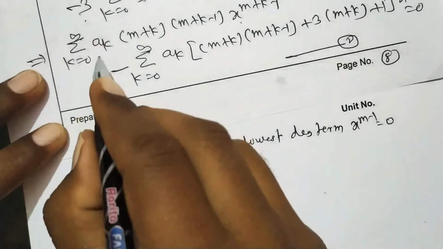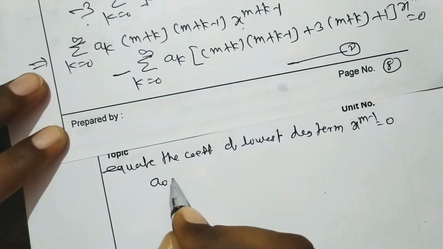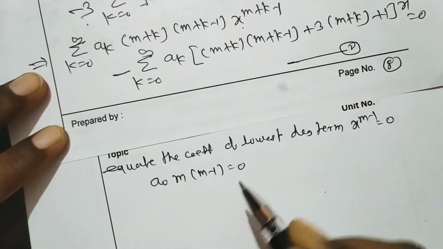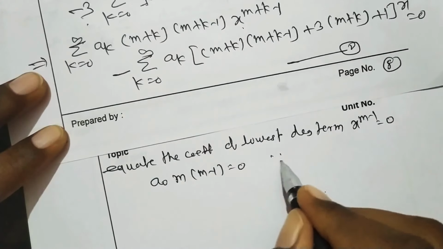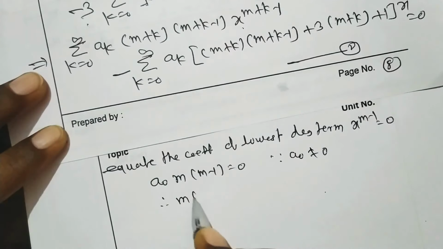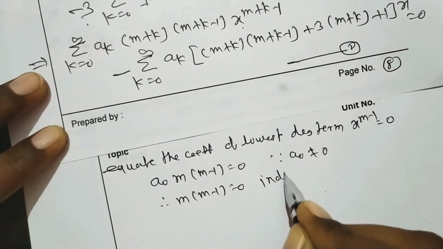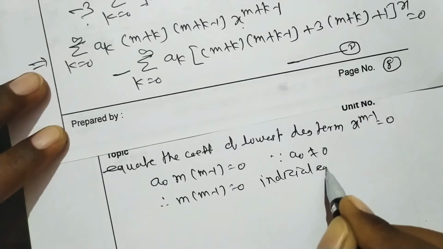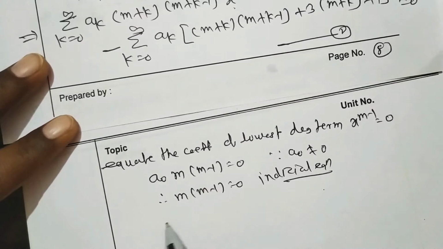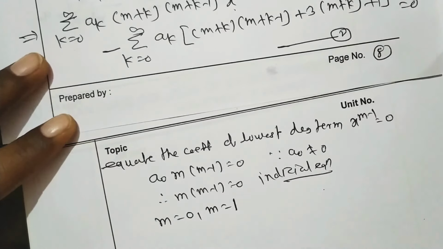And what is the coefficient of x raised to m minus 1 for k equal to 0? That is a0 m into m minus 1 equal to 0. But a0 is not equal to 0 and therefore m into m minus 1 equal to 0. So this equation is called the indicial equation. Now we have to find the roots of this indicial equation. So the roots are m equal to 0 and m equal to 1.